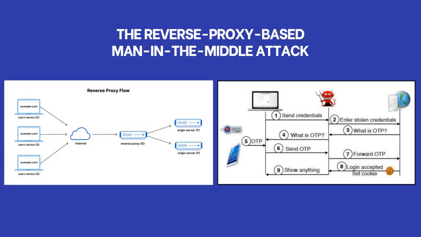In the reverse proxy based man in the middle attack, the attack is carried out in the following manner. Step 1. The user transmits their credentials to the login URL, which is mimicked using a reverse proxy as the legitimate website by the attacker through a phishing attack. Step 2. The man in the middle intercepts and gets access to the user credentials and forwards them to the legitimate site in real time. Step 3.